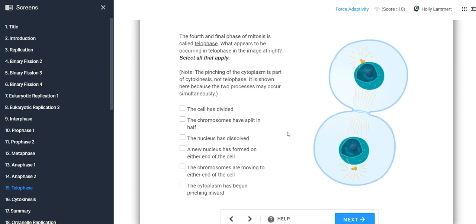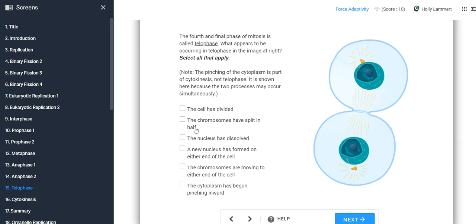Moving on to telophase, the 4th and final stage of mitosis. What appears to be occurring in telophase to the image at the right? Note, the pinching of the cytoplasm is part of cytokinesis, not telophase. It is shown here because 2 processes may occur simultaneously. Okay, so the cell has divided, almost. That's going to be that last stage of cytokinesis.